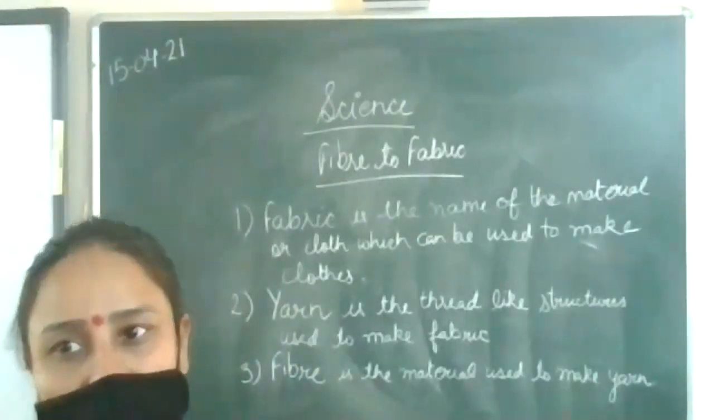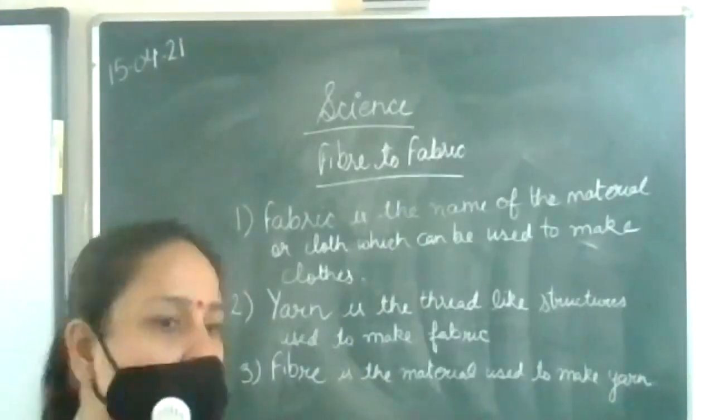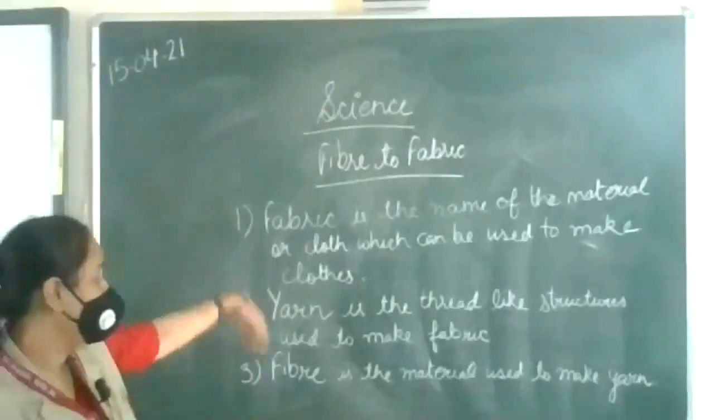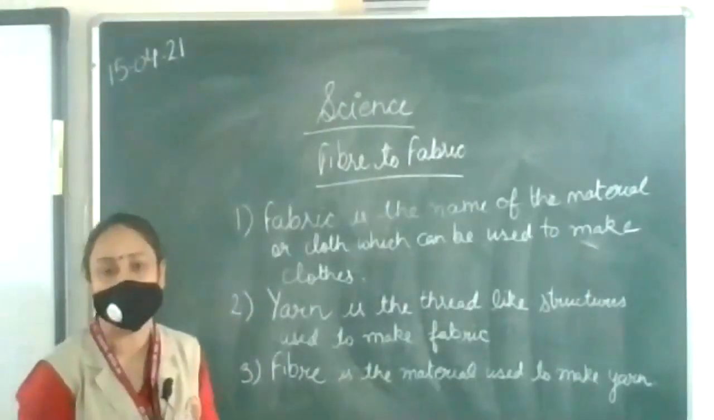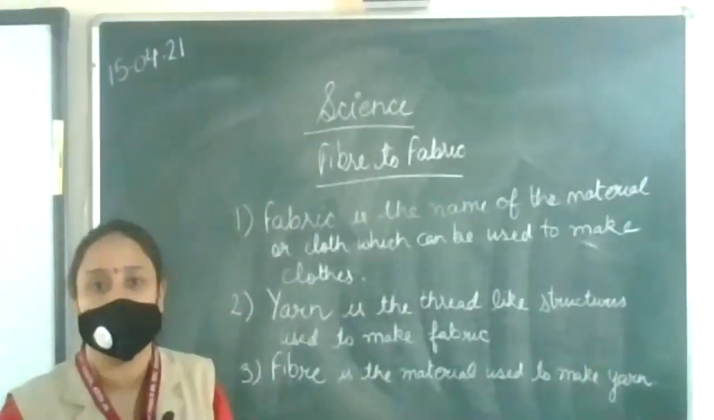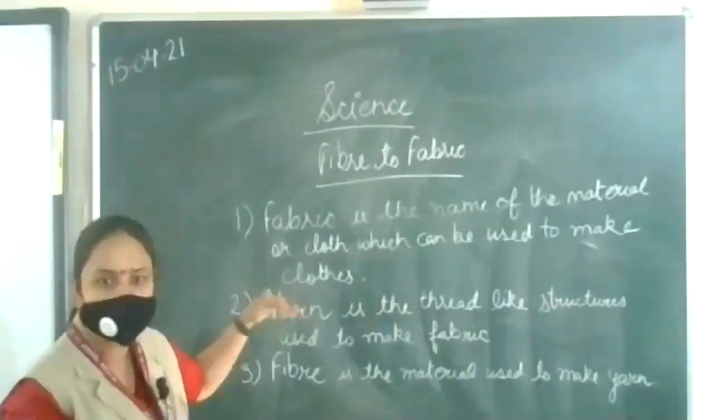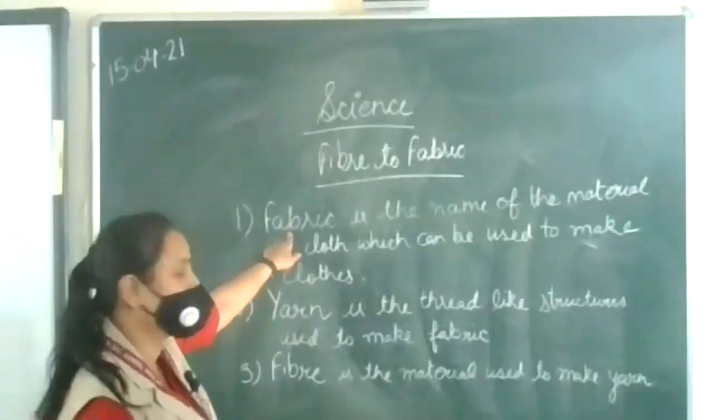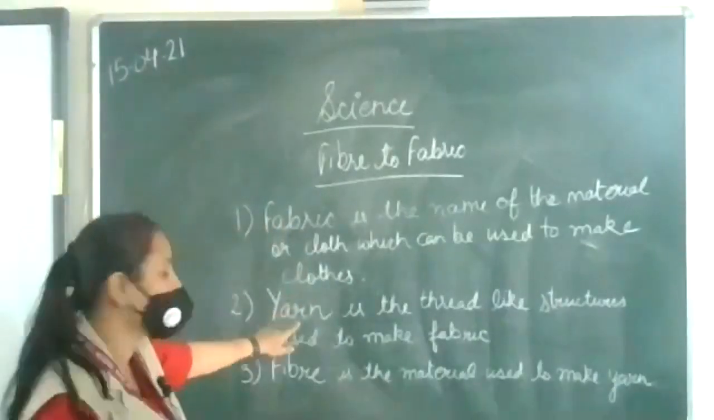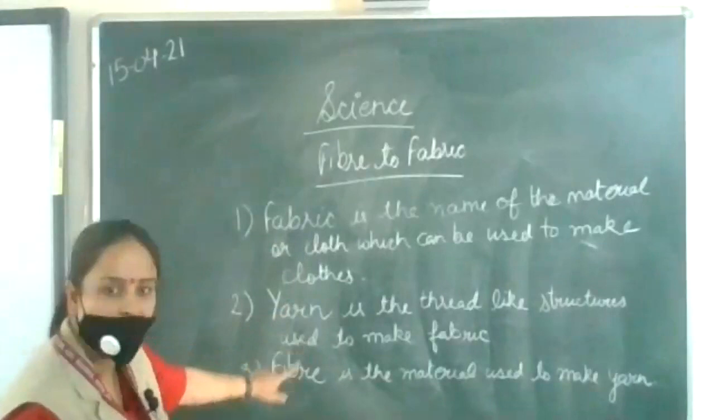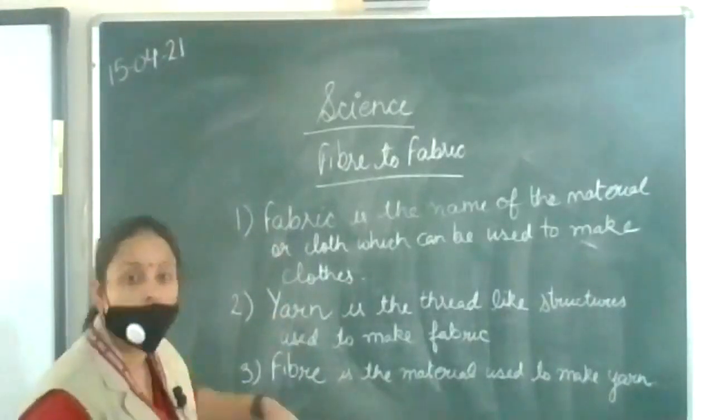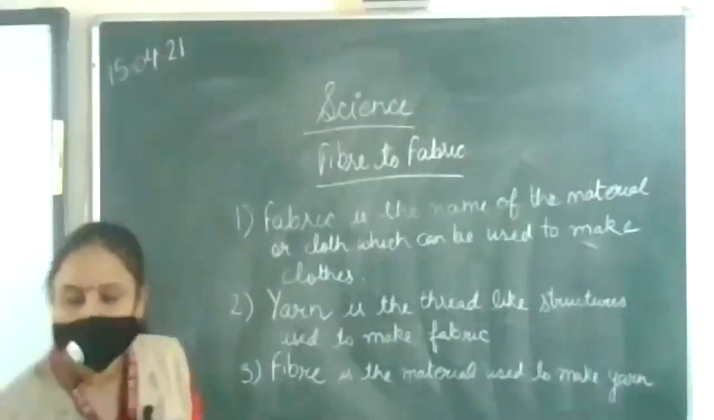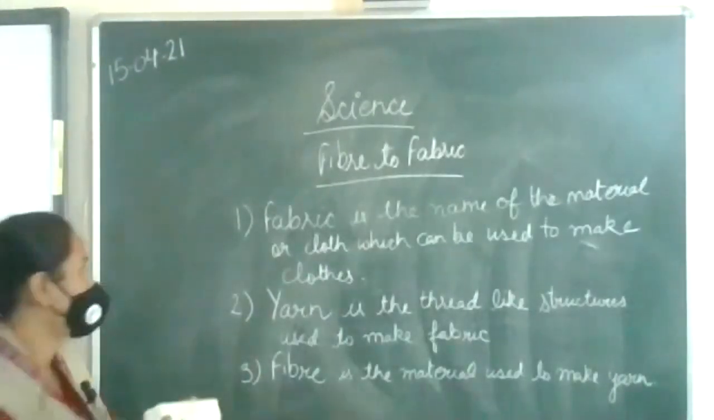Alright. Now we come to the next topic: what kind of fibers do we have? What kind of sources of fiber do we have? Right now we are studying everything from the origin. Clothes originated from fabric. Fabric originated from yarn. Yarn originated from fiber. Fiber originated from where? That will be our next question now.